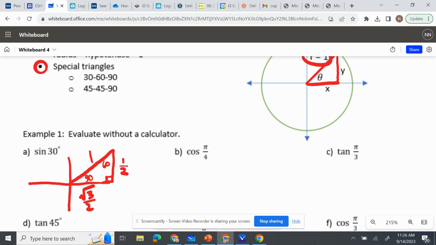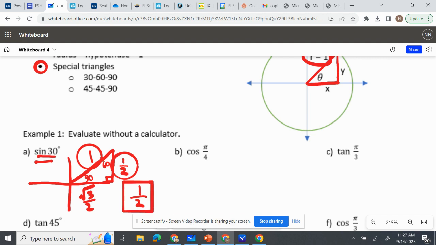Now, when we're looking at this, we have to remember that sine is opposite over hypotenuse. So our opposite side is a half, our hypotenuse is 1. 1/2 divided by 1 is just a half. So that would be our first answer.